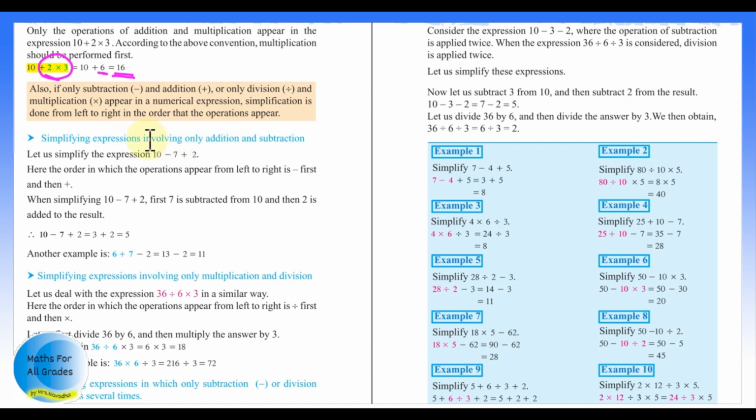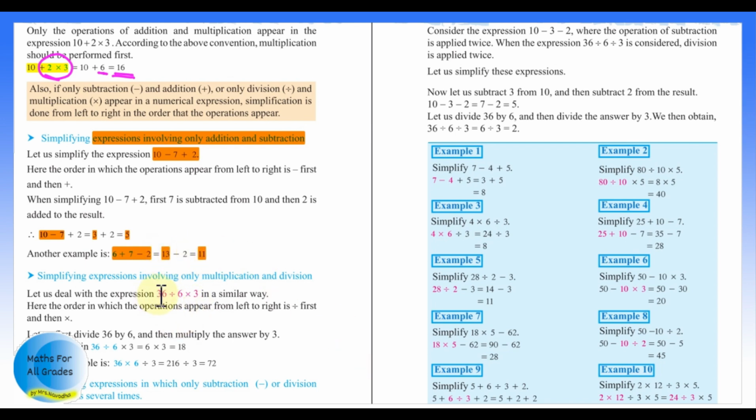Okay, so if the expression only has subtraction and addition, like this, 10 minus 7 plus 2, we do the calculation from left to right. So first we are going for the subtraction and then addition. 3 plus 2 equals 5, like that. Here they have given another example, 6 plus 7 minus 2. The rule is start from left to right, so we go for the addition first. 6 plus 7 equals 13. 13 minus 2 equals 11.